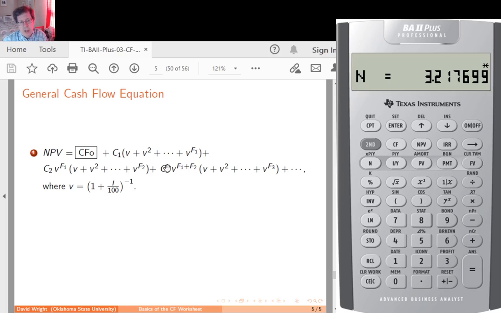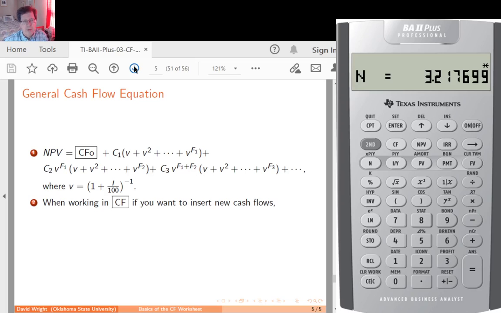And then the next different cash flow, C2, well, that is already discounted by F1 periods. And then if it's repeated F2 times, you put in the same factor, V plus V squared plus dot dot dot plus V to the F2. And then you just keep going like that. The next one, C3, has been discounted by F1 plus F2 periods. And if it's repeated F3 times, you have to add up the corresponding factors of V. And V will be equal to 1 plus the interest rate that you specify as a percentage divided by 100, to the -1 power. So that's it. That's the cash flow equation.